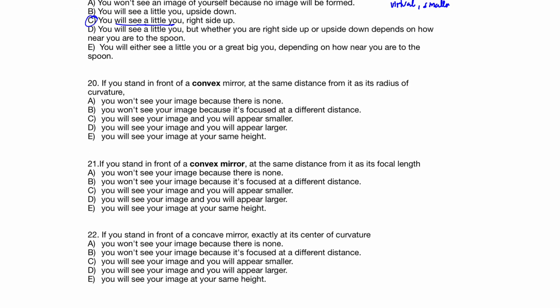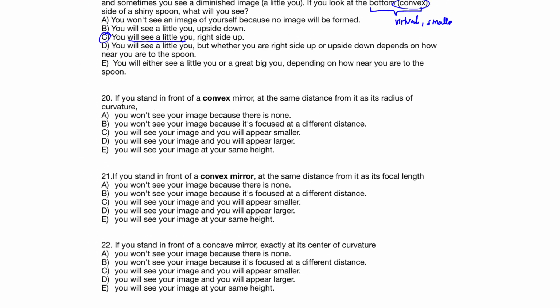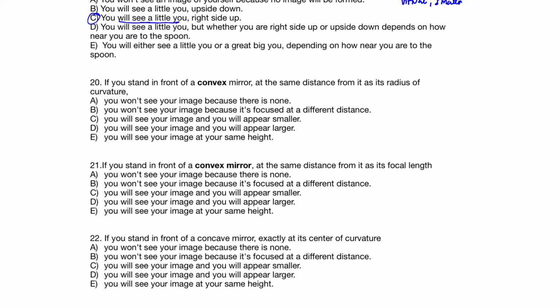Next, number 20. If you stand in front of a convex mirror at the same distance from it as its radius of curvature, remember that the convex mirror image is always smaller, virtual, and upright. So for number 20, the best answer here is you will see your image and you will appear smaller.